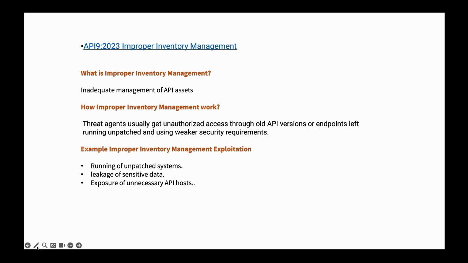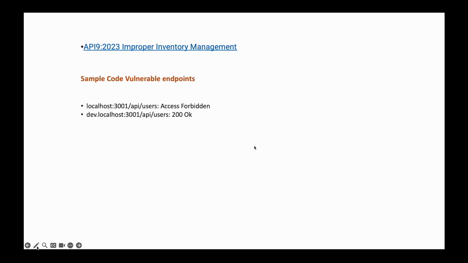Now, some of the examples I've already talked about, like running of unpatched systems, leakage of sensitive data, exposure of unnecessary API host. In our sample application, we will focus on the third one, the exposure of unnecessary API host in our Express API. So in the next lecture, we'll look into our sample code and focus on the dev.localhost virtual host or vhost that is running along with localhost, and see how it impacts our application and how it is a vulnerability and how we can mitigate it.